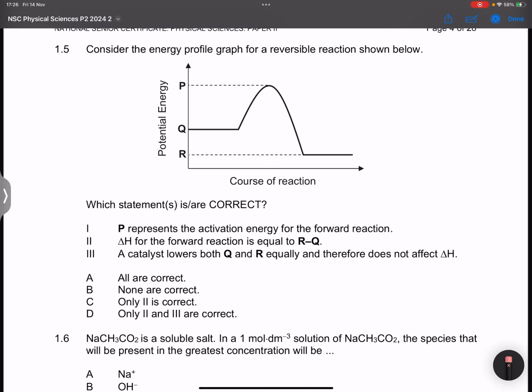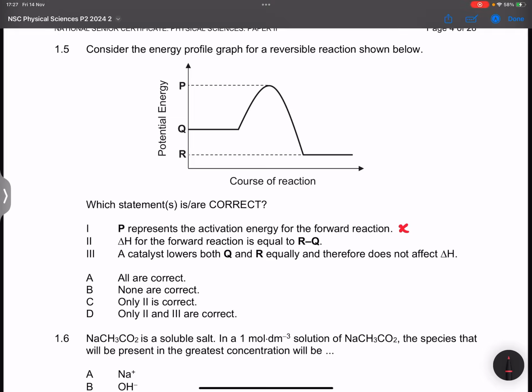So the first statement says P represents the activation energy for the forward reaction. Well, that's not true. The activation energy would have been P minus Q. What P represents is what we call the activated complex. Okay, so that's a point in that case, so that is not true. So statement 1 is untrue.